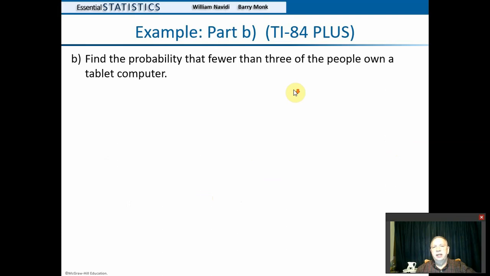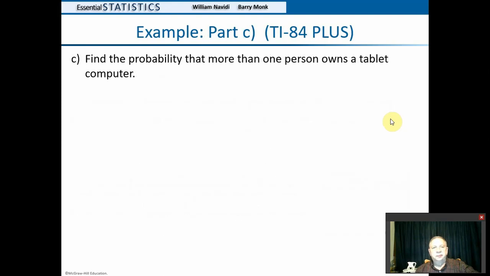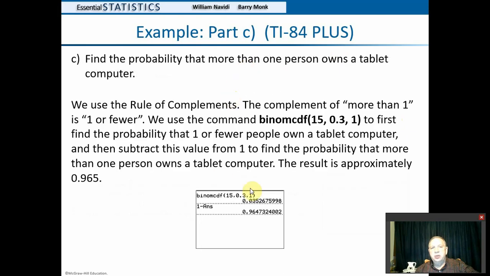Fewer than 3. Fewer than 3 is a 0, 1, 2. I don't include the 3. So I do the CDF in this case with the 2, and that would add up the probabilities of the 0 plus the 1 plus the 2, and would give me 0.1268. More than 1, again, I would do the binomial CDF. Since it's more than 1, I exclude the 0 and the 1. I can do the CDF, which would give me the 0 or the 1 calculation, and then 1 minus that would be the more than 1.